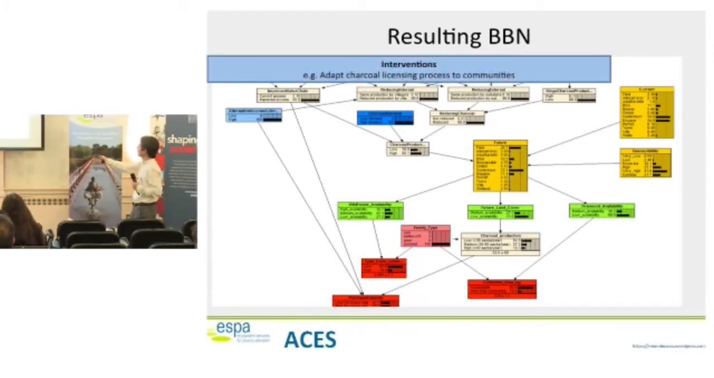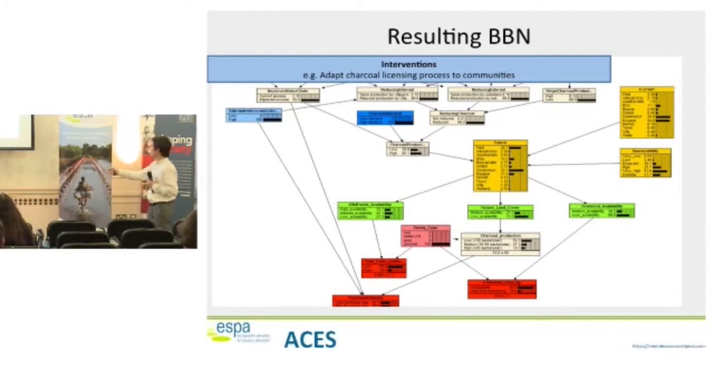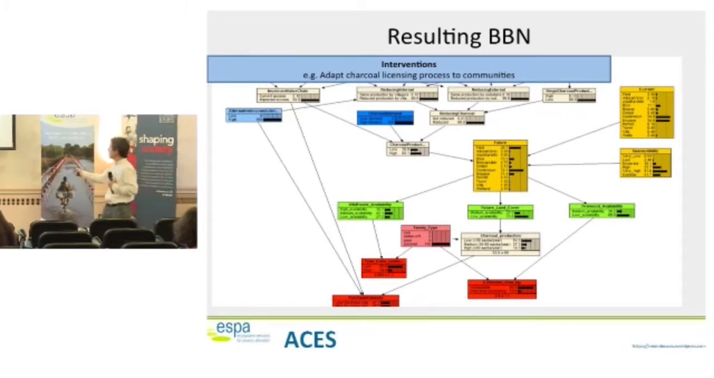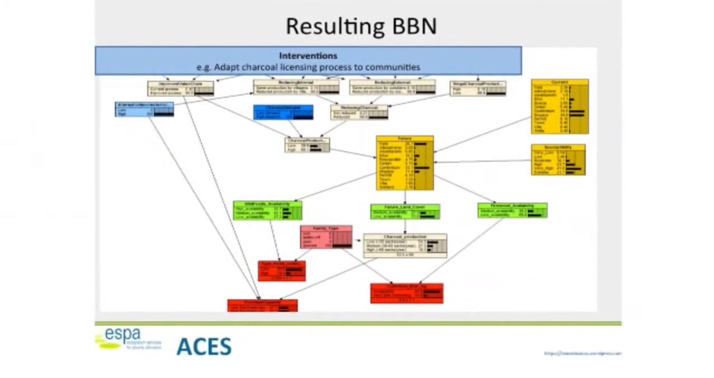We have a set of different interventions. For example, for the Mabalana case study, one intervention is to adapt the charcoal licensing process to communities, because actually a little number of communities are producing charcoal through associations, and it's because of the difficult process to obtain a license. So if this process would be facilitated for the villagers, more charcoal production could be within the legal framework.